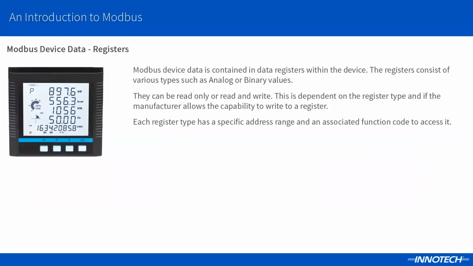As we have seen, the device data is held in the device within storage areas called registers. These can be read-only or read and write and depends on the register type, as we'll soon see. So what do you need to read back a device data value? First of all, you must obtain the documented register list. Without this information, you will have a difficult time in locating the registers that you need. There is no auto-discovery of data in Modbus.